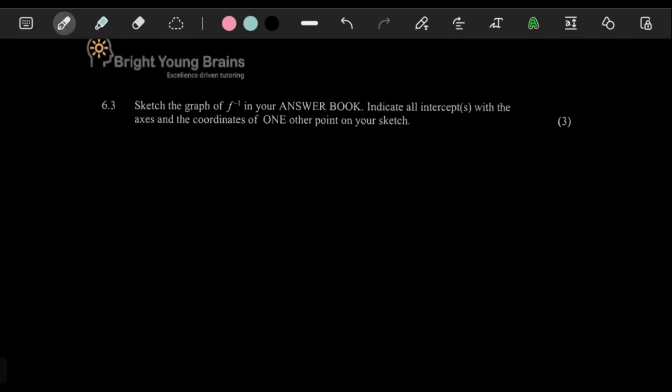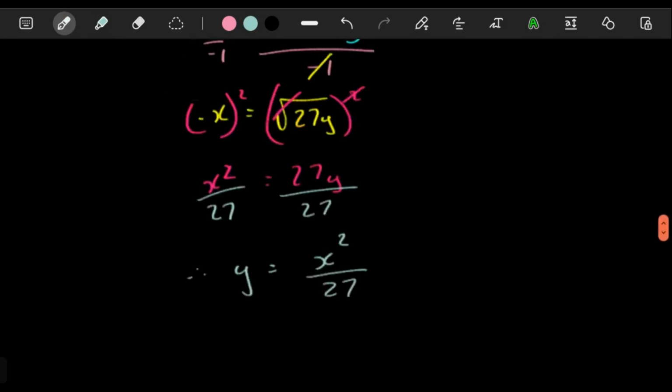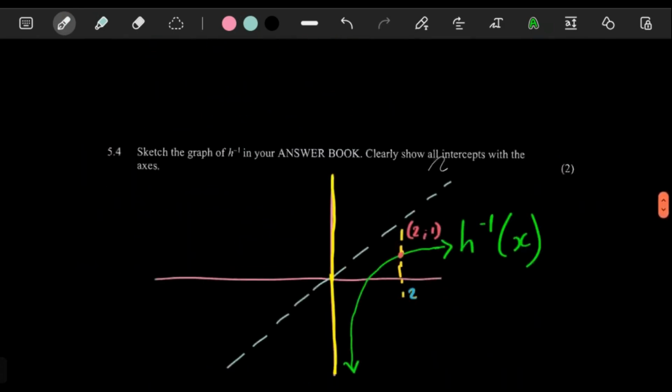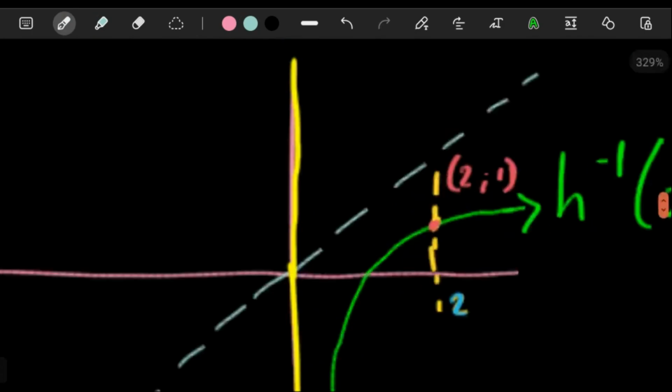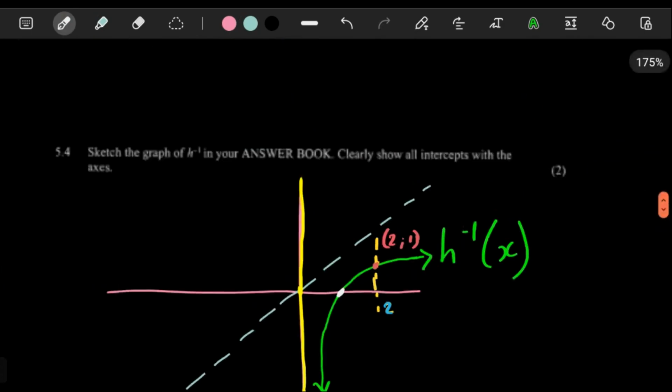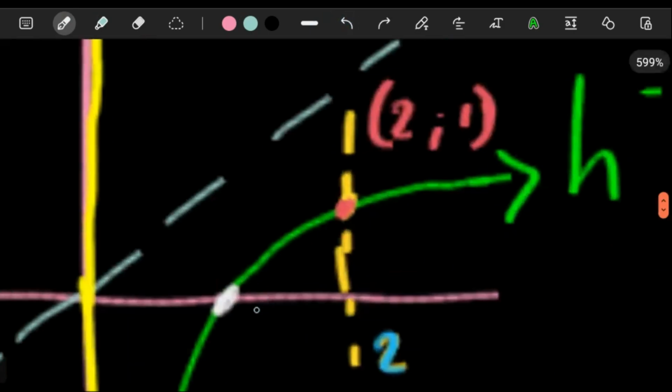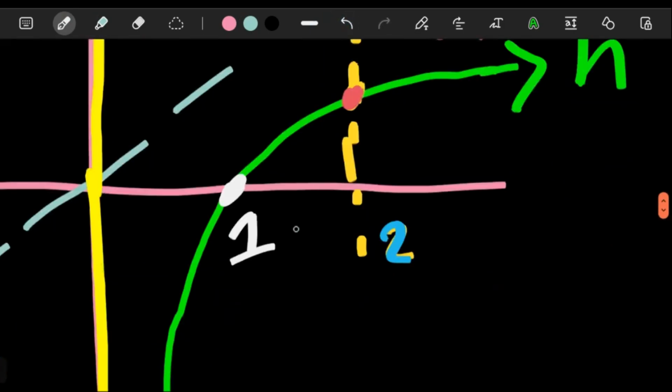3 marks. Sketch the graph of the inverse in your answer book. Indicate all intercepts with the axes and one coordinate. Clearly show intercepts with the x-axis. So this is an intercept with the x-axis. Since the original one is cutting at 1, this would also be cutting at 1. So we can just label it.